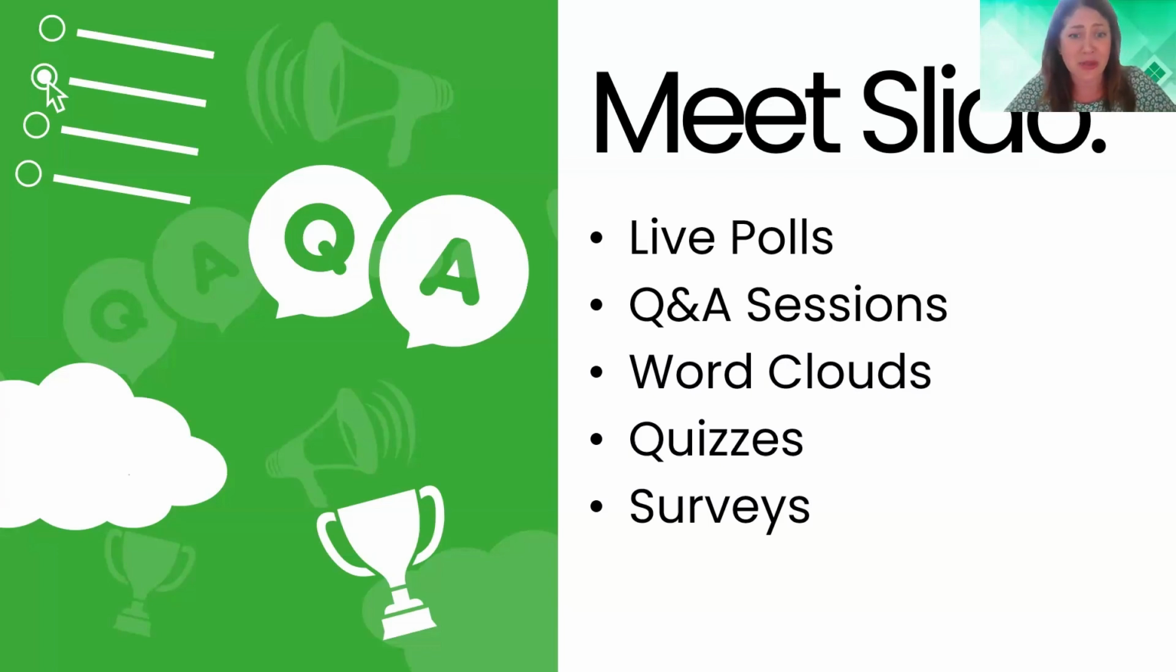So Slido is a way to do live polls. You can also have it as a Q&A session. It makes some really cool word clouds. You can do some quizzes and also some surveys. My personal favorite is usually the word cloud. I'll show a couple use cases about that in just a few minutes. And honestly, even the Q&A session.